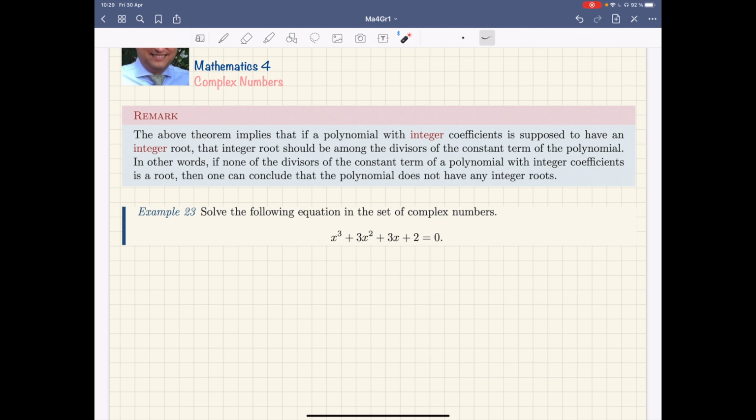In other words, if none of the divisors of the constant term of a polynomial with integer coefficients is a root, if none of them is a root, then one can conclude that the polynomial does not have any integer roots. So let us see how this might help us.